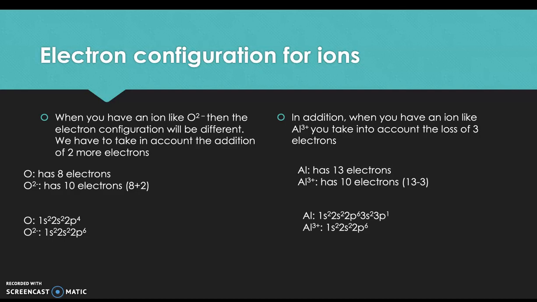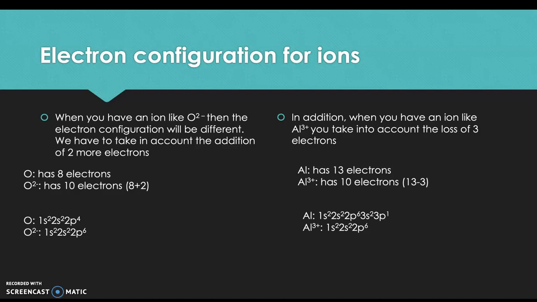In addition, when you have an ion like aluminum 3+, you take into account the loss of 3 electrons. Aluminum has 13 electrons. Aluminum 3+ has 10 electrons. This time, we subtract 3 from the number of electrons that aluminum has regularly. Aluminum has an electron configuration of 1s2, 2s2, 2p6, 3s2, and 3p1. When subtracting 3 electrons, we get the electron configuration of 1s2, 2s2, and 2p6.